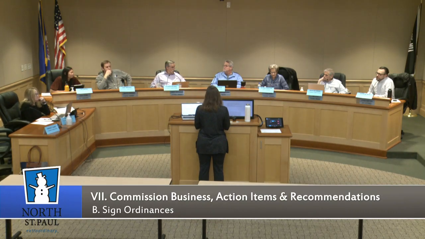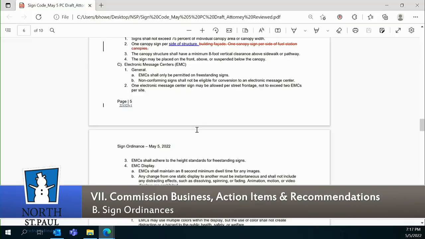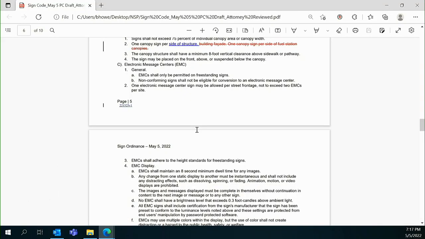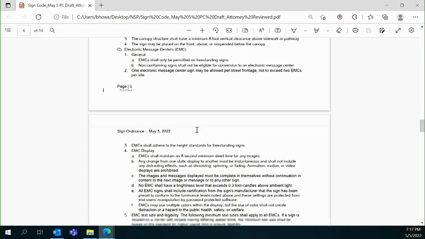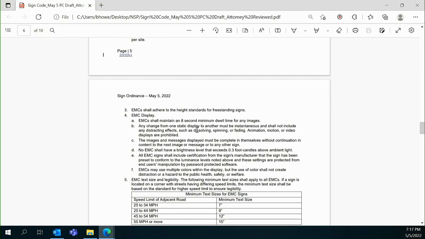Yeah, there probably are reasons. If I can jump to 16, the EMCs. The first thing is under 4A, at the top of that page. For consistency, if we could change the word images to images and messages, so somebody doesn't think it's just pictures.